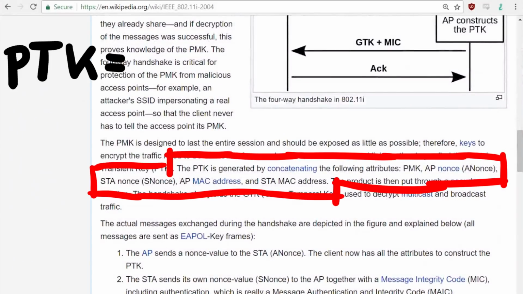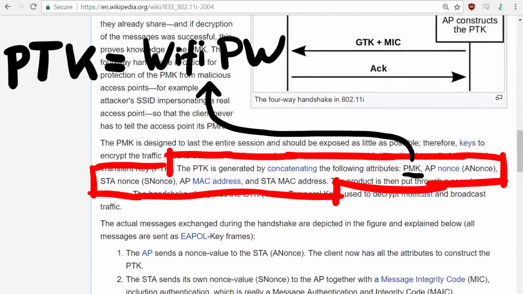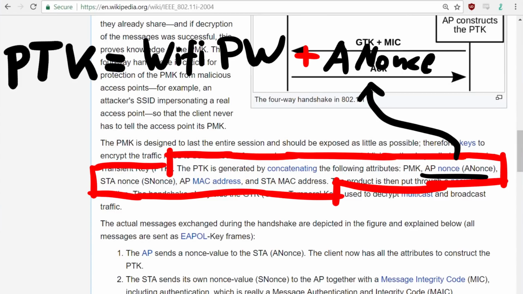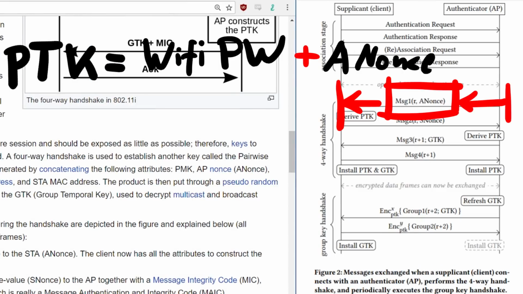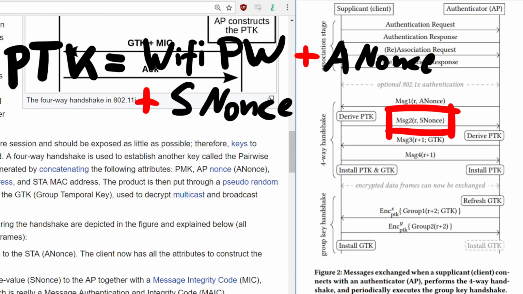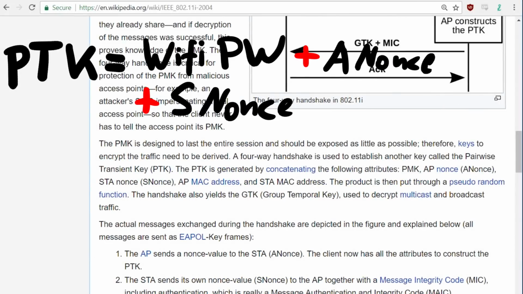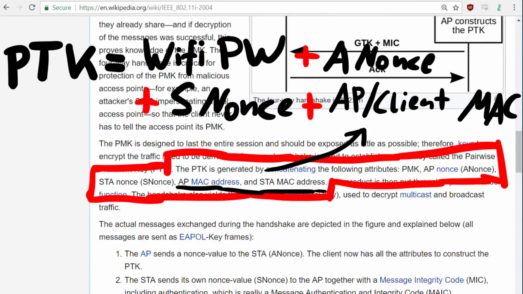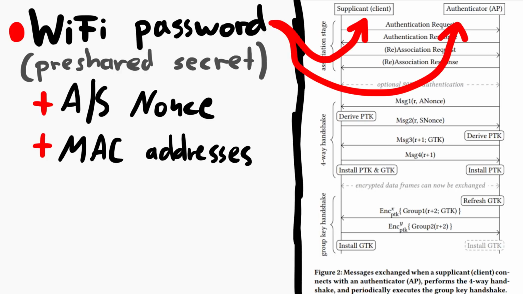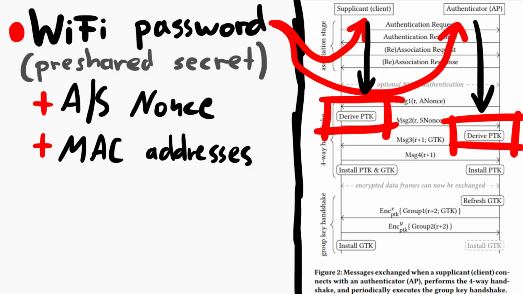The PTK is generated by concatenating the pairwise master key, which itself is derived from basically the password you enter for the Wi-Fi, the access point nonce, ANonce, you see it here being sent from the access point to the client, and the client nonce, SNonce, which is generated by the client and sent to the access point. But that's not all. Also, the access point MAC address and the station MAC address are used in the generation of the PTK. So using this pre-shared secret, the Wi-Fi password, both the client and server now know the same pairwise transient key. And you can already see here what that means generally for the security.